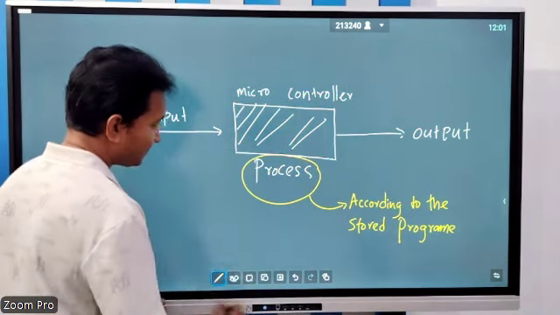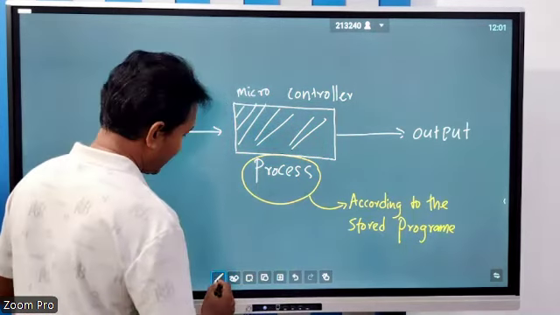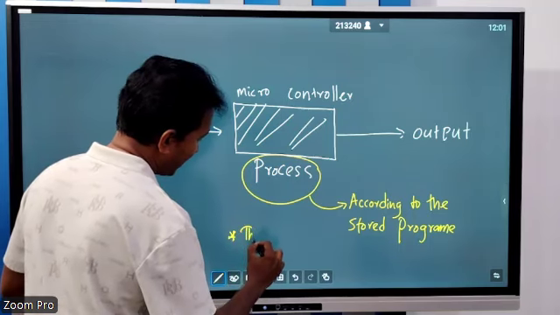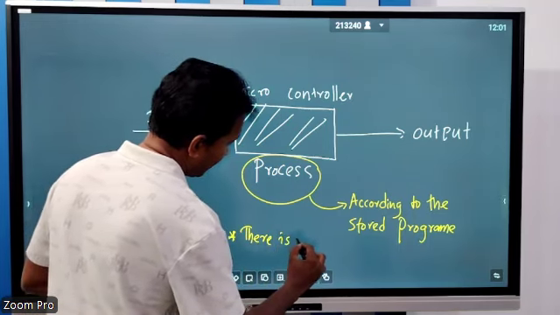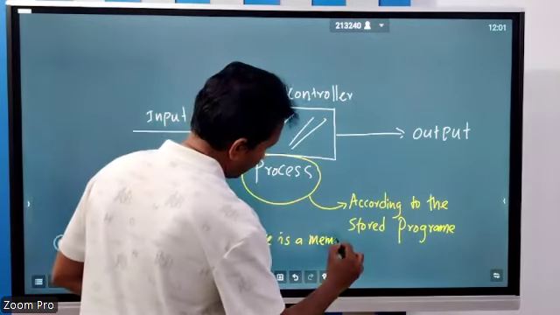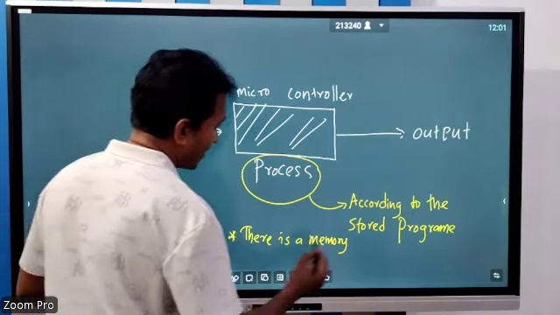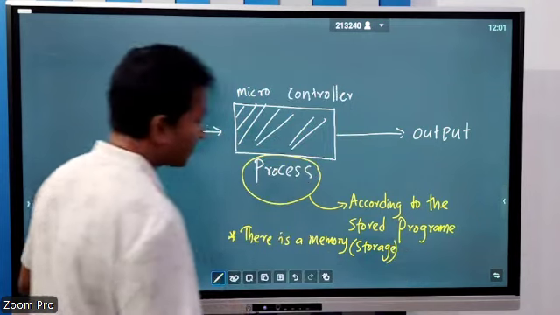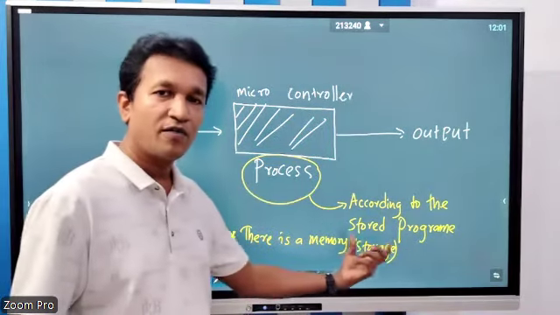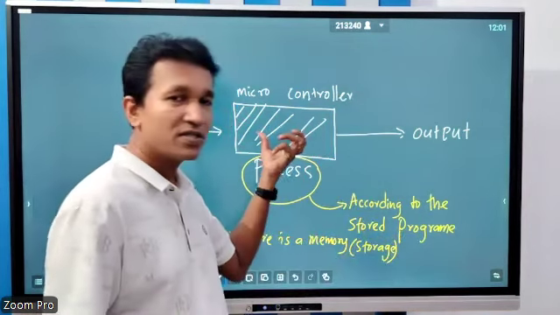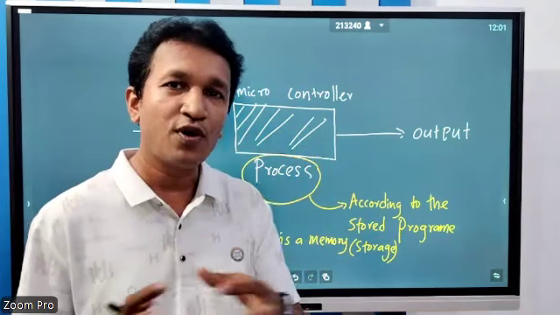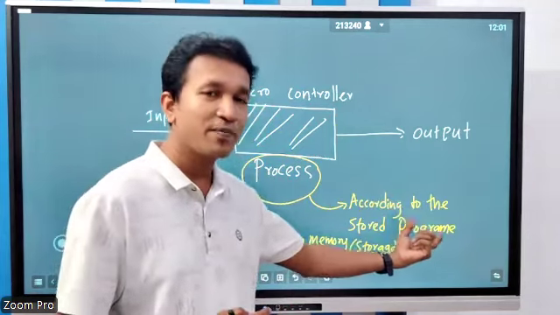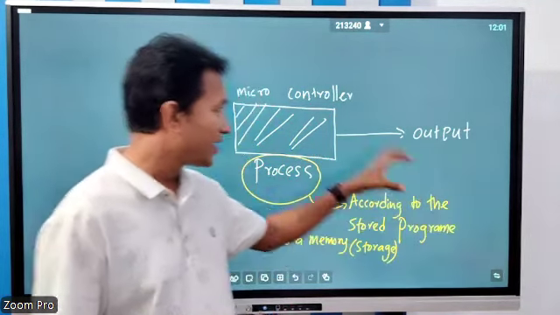Memory. In order to store, there is a memory. Memory or storage. There is a memory, or we call it a storage. There is a small storage to hold that program. To store this program, there should be a memory or storage. Right? Understood?